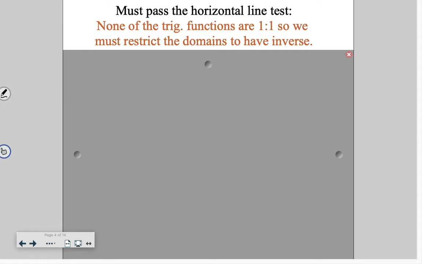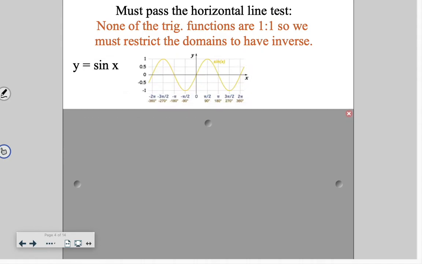So here's what we're going to do. We're going to restrict the domain. If you take a look at the graph, and I know on your sheet it didn't copy off real well, maybe because the graph is yellow, the actual wave didn't copy off real well. Like I just said, if I put in a horizontal line, it's not going to pass that. So we're going to restrict it so that it will pass the horizontal line test. We're not going to use the whole wave. We're going to focus in on a part of it.